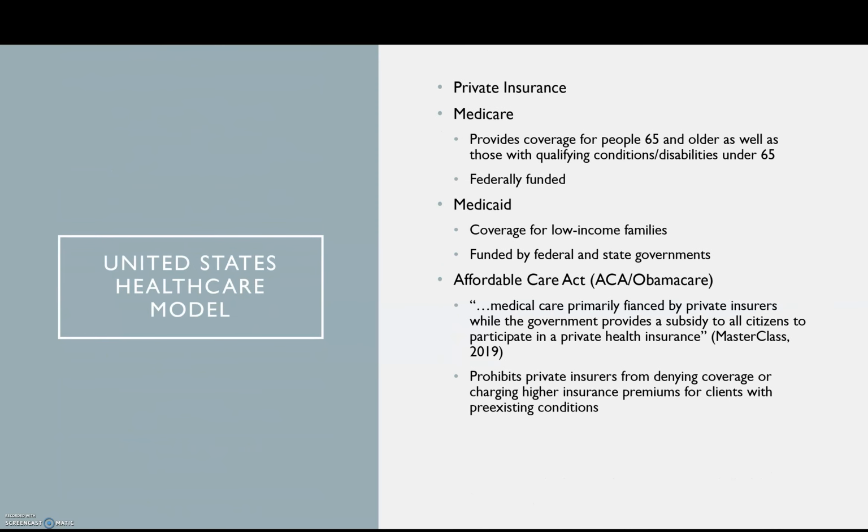In the US, you have a different kind of healthcare model. So you have a majority of private insurance in the United States. As well, you do have Medicare and Medicaid. These two healthcare ideas were amendments to the Social Security program in 1965 by Lyndon B. Johnson. In Medicare, you have coverage for people 65 and older, as well as those with qualifying conditions or disabilities under the age of 65.